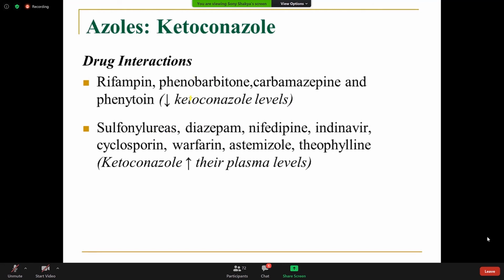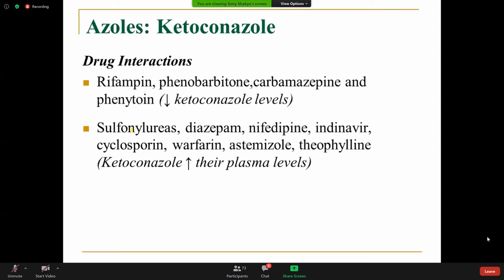Sulfonylureas, diazepam, nifedipine, indinavir, there are many more. I have put several names, you can pick any of them, whichever you know. So ketoconazole increases their plasma level because ketoconazole is a highly protein-bound drug, and so are they. When you give a protein-bound drug with another protein-bound drug, they can compete for the same binding site. So that will be happening between these drugs.